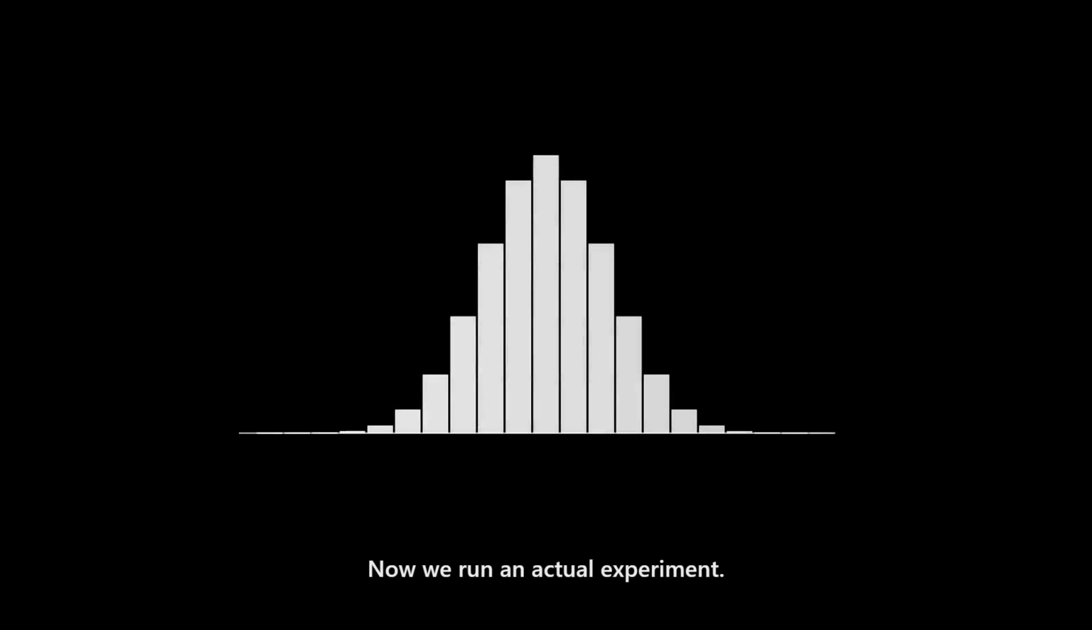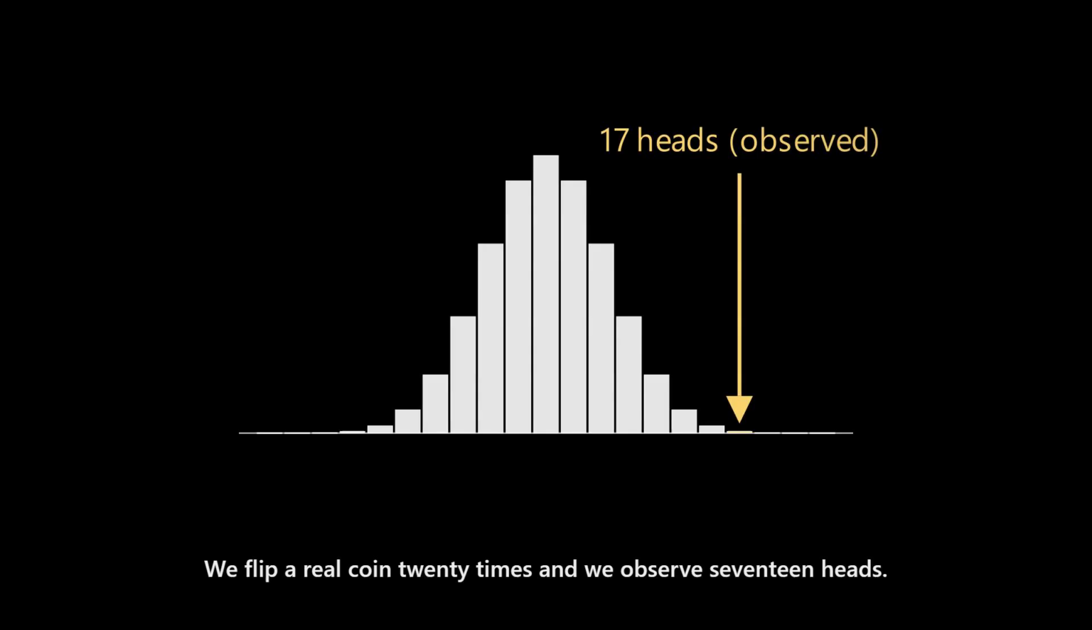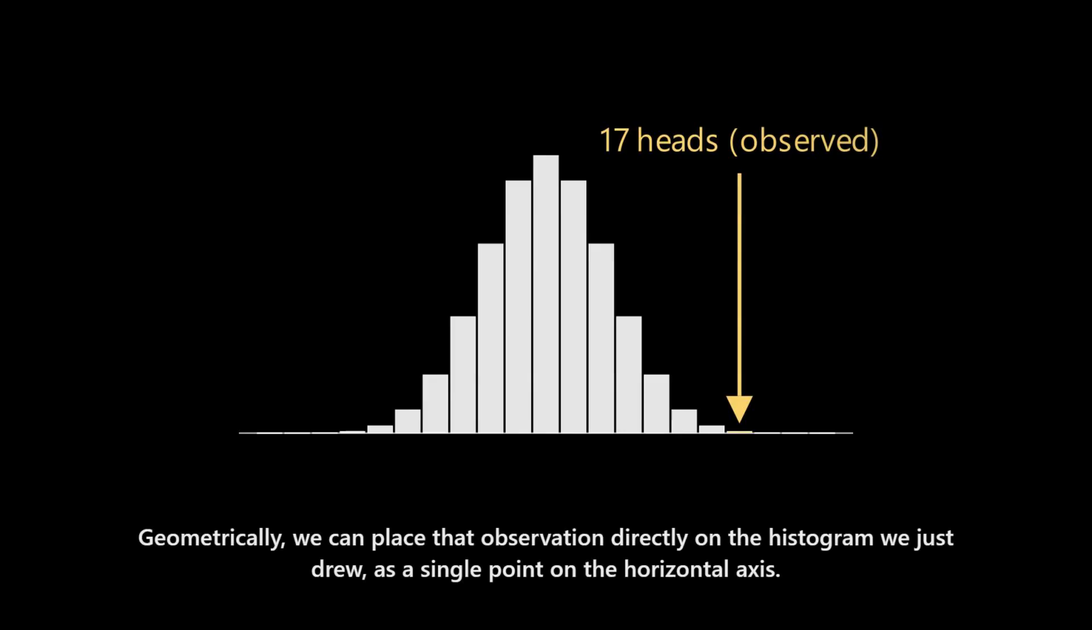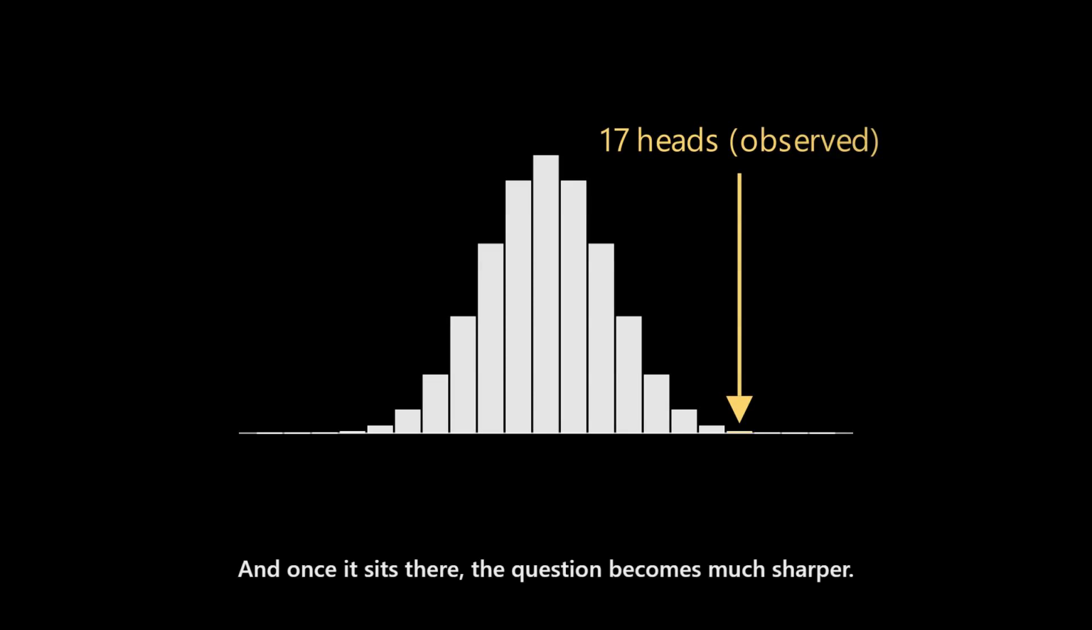Now we run an actual experiment. We flip a real coin 20 times and we observe 17 heads. That observation is a single number. The natural question is whether it is consistent with the null hypothesis. Geometrically, we can place that observation directly on the histogram we just drew as a single point on the horizontal axis. And once it sits there, the question becomes much sharper.